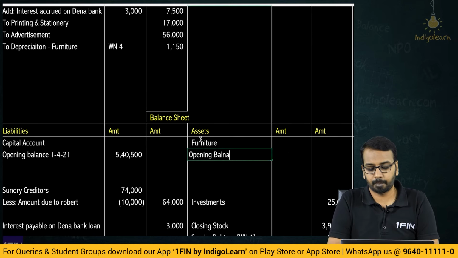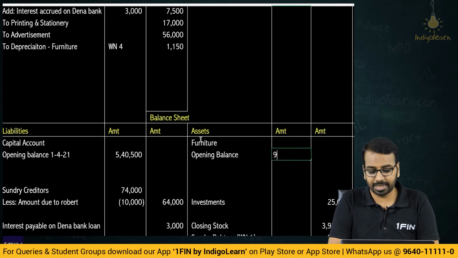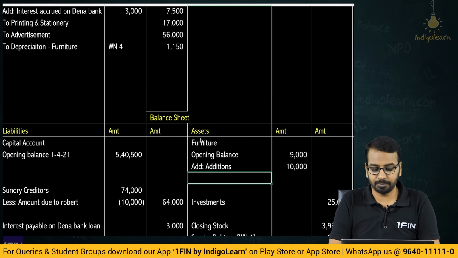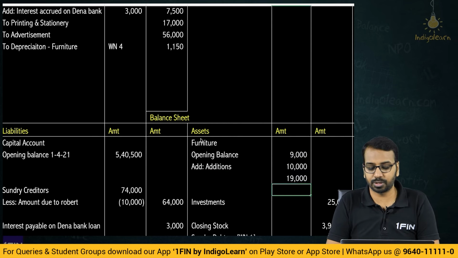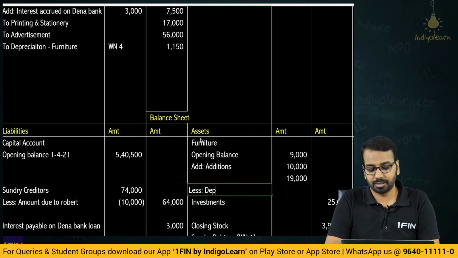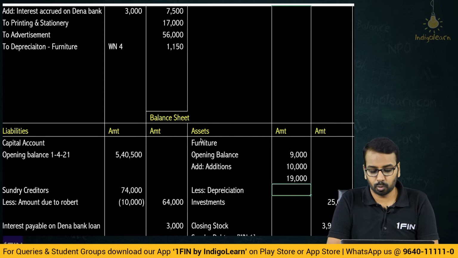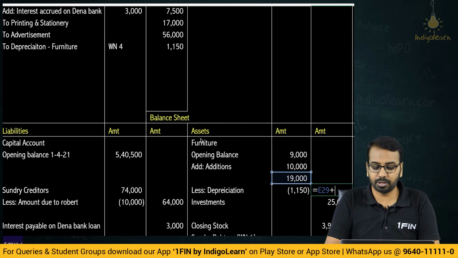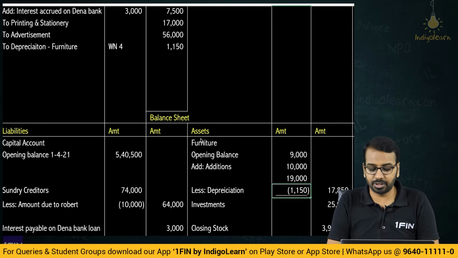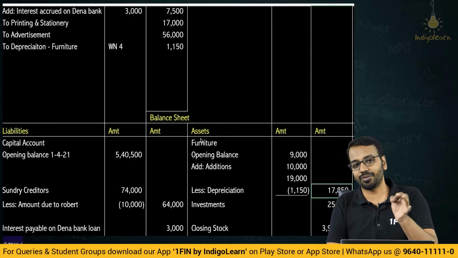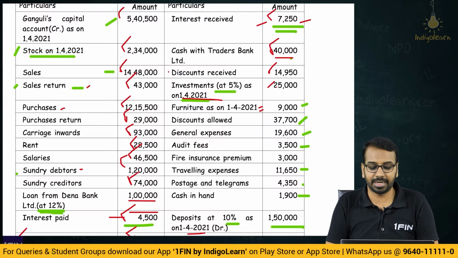Opening balance 9,000. Add additions 10,000. So that will give you 9,000 plus 10,000, 19,000, less depreciation of 1,150. So 19,000 minus 1,150, you have 17,850 as the closing balance of furniture. So furniture also we have taken care of.